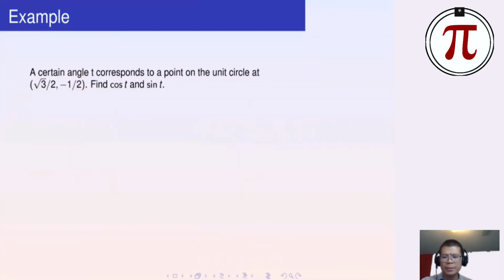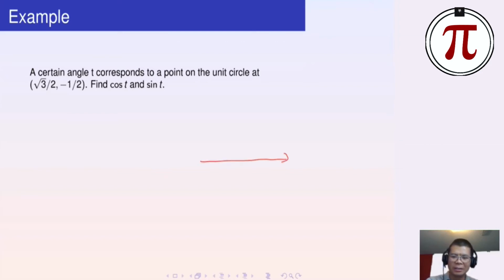Natalie, can you read for us, please? A certain angle t corresponds to a point on the unit circle at square root of 3 over 2, negative 1/2. Find cosine t and sine t. Very good. Thank you, Natalie. Let's do this one.